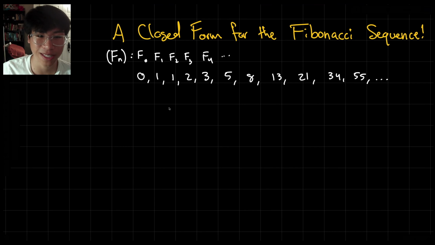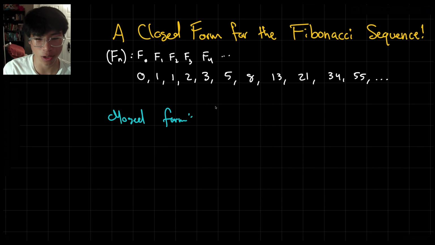So today we're going to be talking about a closed form for the Fibonacci sequence. So what is the Fibonacci sequence? The Fibonacci sequence is a really famous sequence that starts with 0 and 1, and you generate the rest of the sequence of integers by adding the previous two terms together to get the next term. So starting from 0 and 1, we get 0 plus 1, which is 1, then 2, then 3, then 5, 8, 13. It's a very famous sequence, and there is a closed form for it.